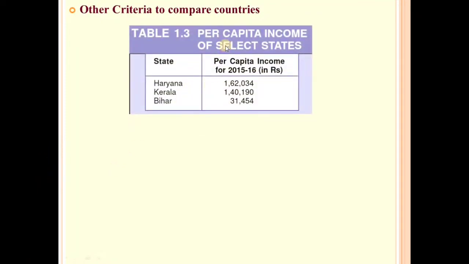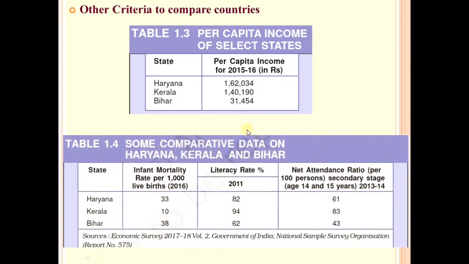Now students, just have a look at this data of per capita income of 3 Indian states: Haryana, Kerala and Bihar. If we compare from the PCI, per capita income viewpoint, then Haryana is looking more developed as compared to Kerala. Bihar is way behind. But before we conclude about the level of development, we also need to consider other aspects apart from per capita income. Just have a look at IMR, infant mortality rate.